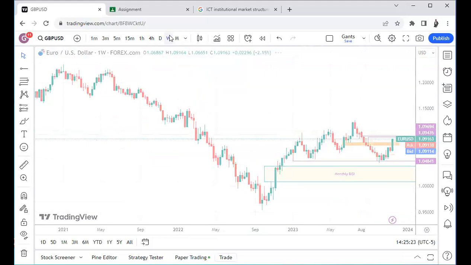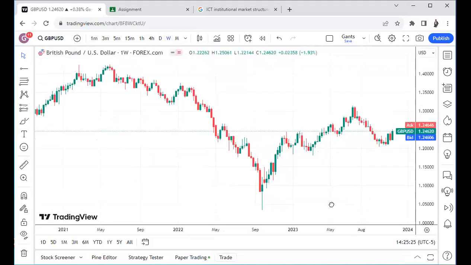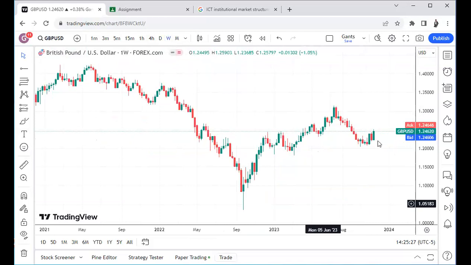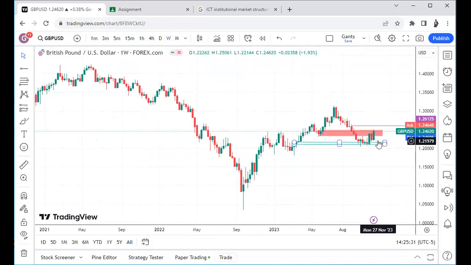GBP USD, our cable. So for cable, it was also bullish. Remember, the dollar is bearish, so cable will be bullish, fiber will be bullish. Now you can see that our breaker block held price. It didn't go above the breaker block, so it means that it might just take out last week's high, and then trade lower.